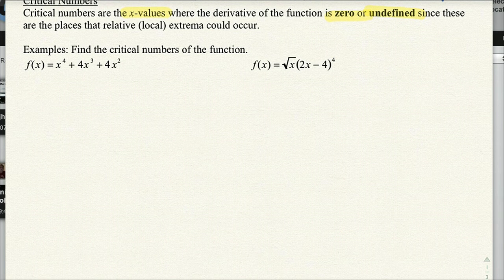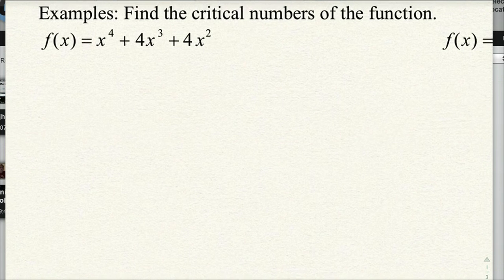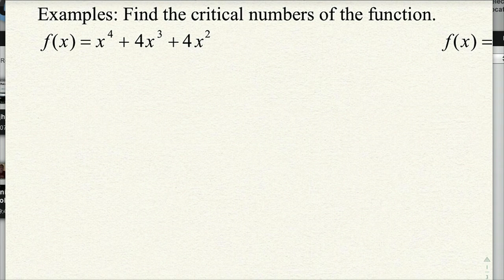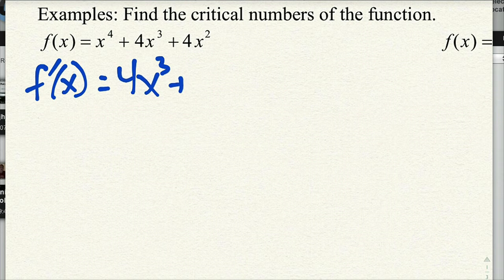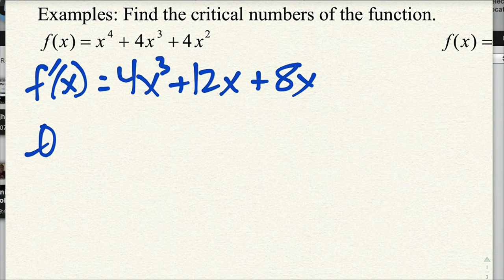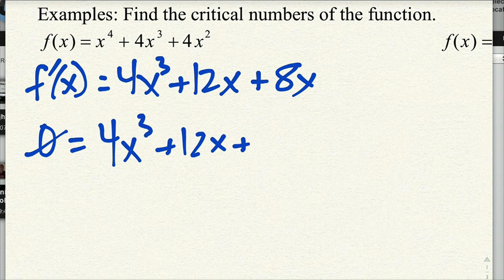Again, these critical numbers will tell us where the maximum or minimum is. So in this very first problem, I have this function. What I'm going to do is take the derivative. I get 4x to the third plus 12x squared plus 8x. So this is the derivative function. And again, I want to know what the critical number is, where the max and min is. So remember, the slope has to equal 0 or not exist. For the most part, unless you have a fraction, you're always going to set the derivative to 0 and solve for the critical number.